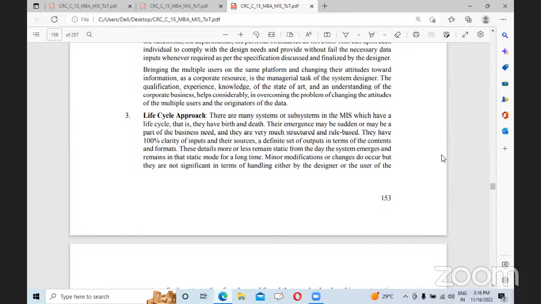Next point is the life cycle approach. There are many systems and subsystems in the MIS which have a life cycle, that is, they have birth and death. Their emergence may be sudden or may be a part of the business need, and they are very much structured and rule based. They have 100% clarity of inputs and their sources, and a definite set of outputs in terms of the contents and formats. These details more or less remain static from the day the system emerges and remain in the static mode for a long time.